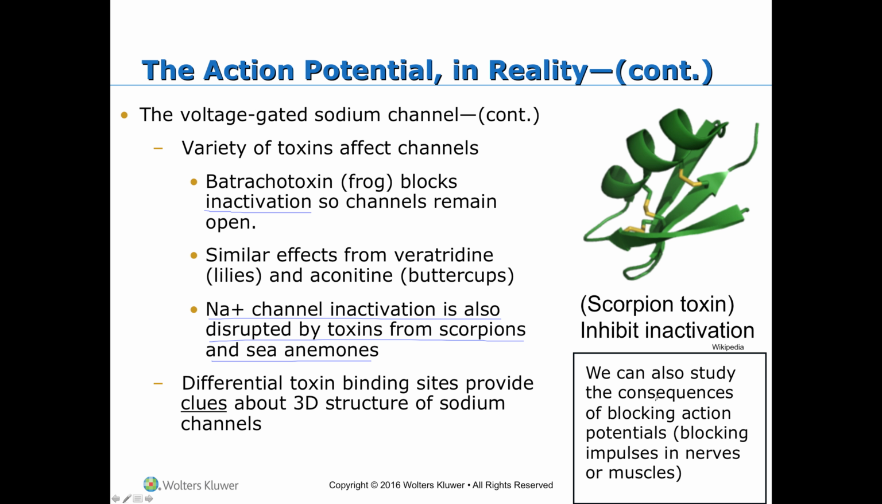You can also study consequences of blocking action potentials, so blocking impulses in nerves or muscles. A lot of poisons, like nerve agents, will actually work at particular synapses or particular receptors, and this is what causes, ultimately, death. And we'll talk about that when we start talking about neurotransmitter systems.